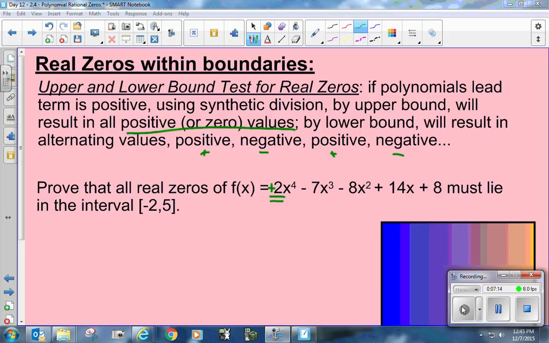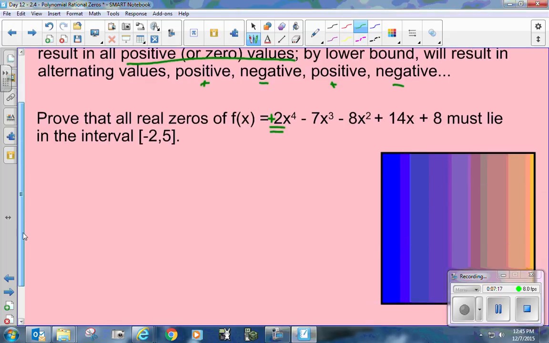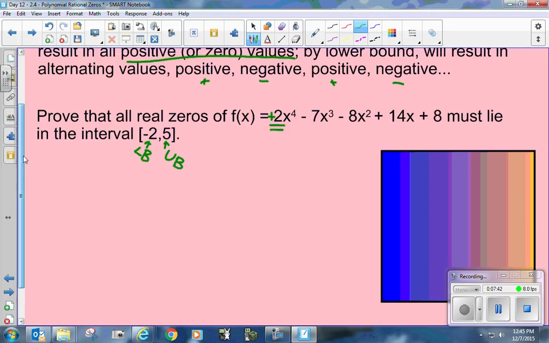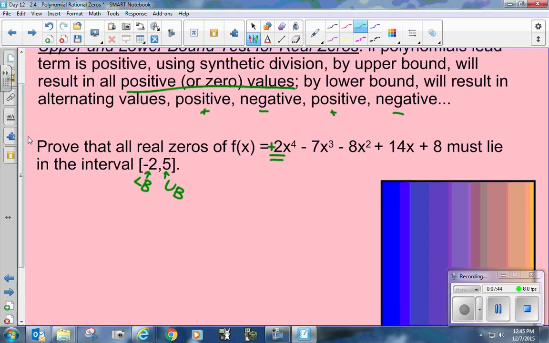Well, let's look at our problem here. Let's prove that all real zeros of this polynomial, f of x given, must lie in the interval between negative 2 and 5. This is my lower bound, and this is my upper bound. That is the actual interval. Everything from the low end of negative 2 to the high end of positive 5. They want to make sure that all real roots are between them. And we're going to do this using synthetic division. So according to my rule, if I use my upper bound, my answer will be all positive. Maybe 0, but all positive.